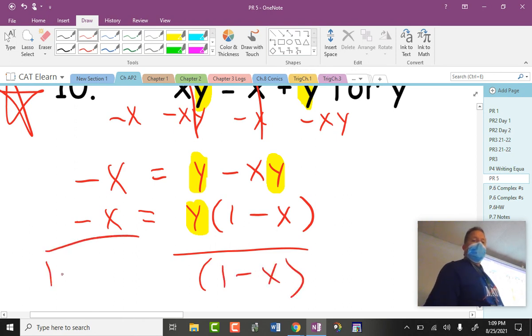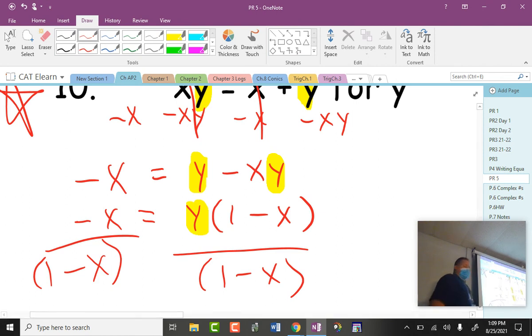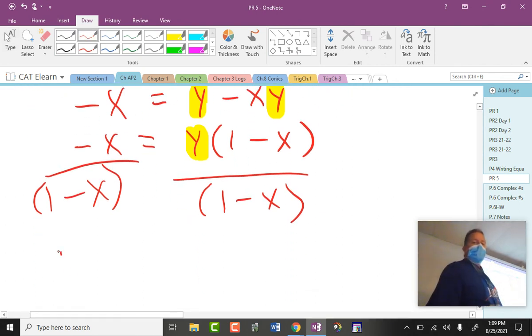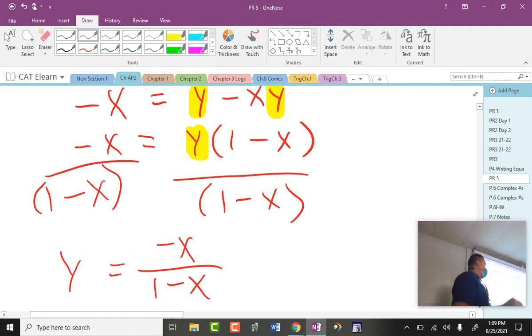Can I cancel those x's? Yes or no? No. All right, so it's negative x over 1 minus x. Oh, and I do want to show you something, but I don't want to confuse the kids. What I was going to show you, I'll just verbalize it. You could take a negative out of this bottom, and that turns into negative 1 times x minus 1, and then the negatives cancel. All right? So another possible answer would be x over x minus 1, which is a little bit cleaner.